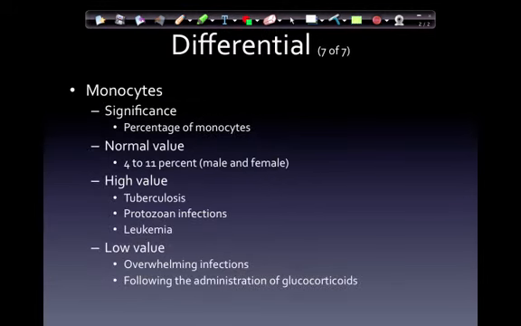Monocytes, significance of monocytes is the percentage of monocytes found in the sample. Normal value, 4 to 11%. High value can be caused from tuberculosis, protozoan infections, so if you've got a protozoa in your gut, leukemias. Low values, overwhelming infection, so your immune system is beat up.